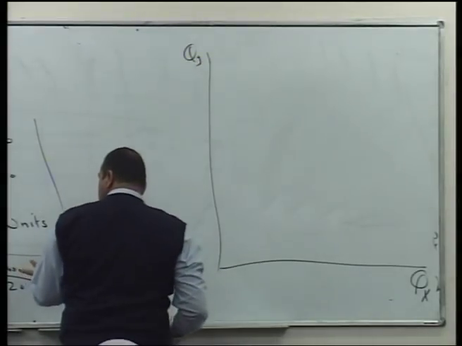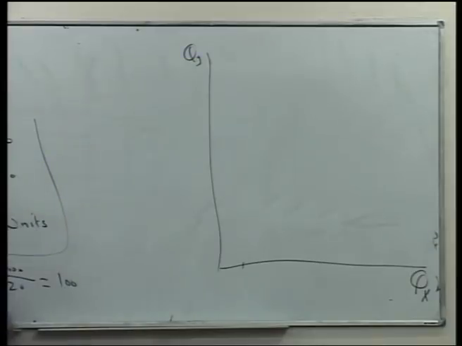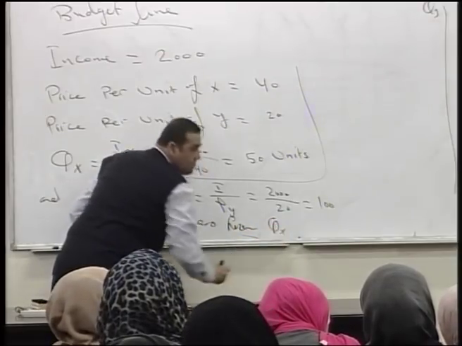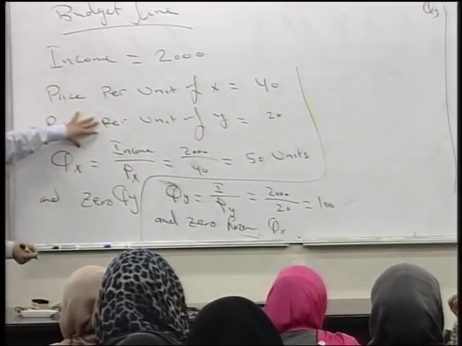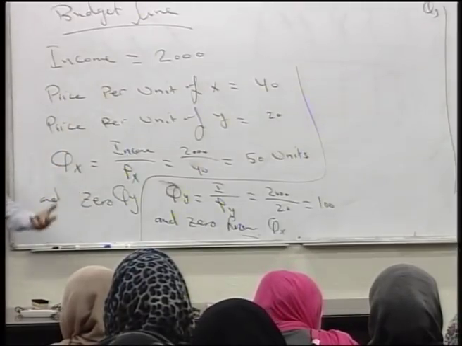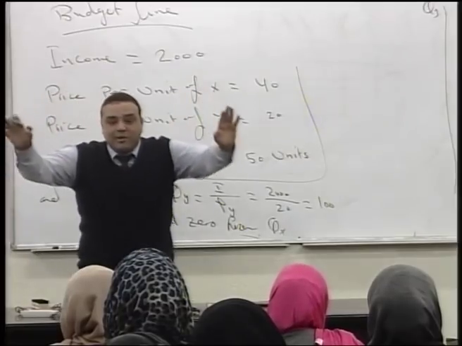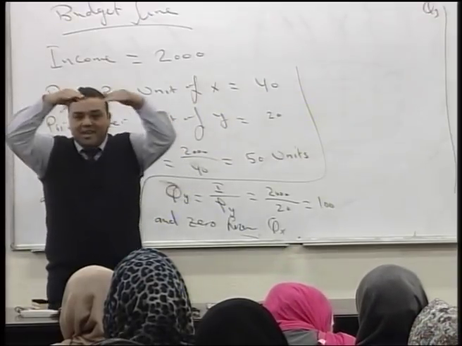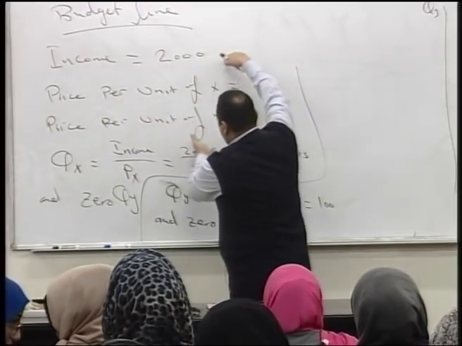Quantity of X is 0 from here and 0 from quantity X. In the first case, he will spend all of his income to buy only X, which is the ability to buy X. Here is the ability to buy Y. Or he can allocate his income to buy X and Y, under the limited budget, the limited income, and the particular prices of X and Y.